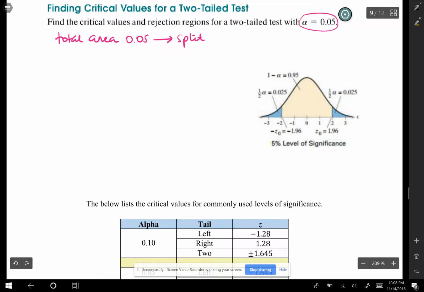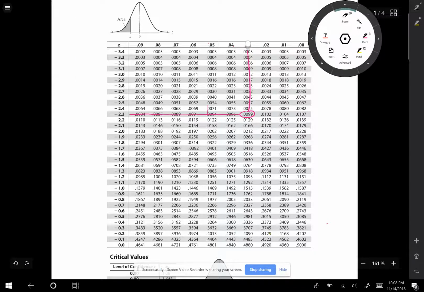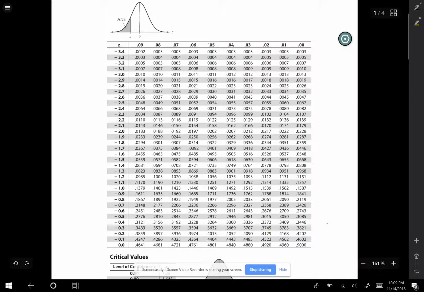So if we're going to split that into the two tails, then we're going to have to do 1/2 of 0.05 to split it into the two tails. So we're going to do half of alpha, which would be half of 0.05, which would be 0.025. So we're going to go to our table, and we're looking for 0.025 in our table.